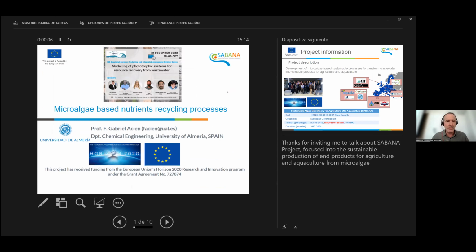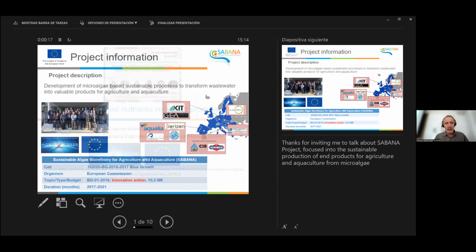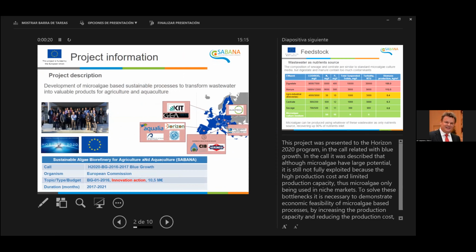I want to more or less summarize in this presentation the activities that we are performing, that we already performed at the University of Almeria, related with the recovery of nutrients from wastewater using microalgae. This is mainly part of the Savannah project, a project that we concluded in the last years.